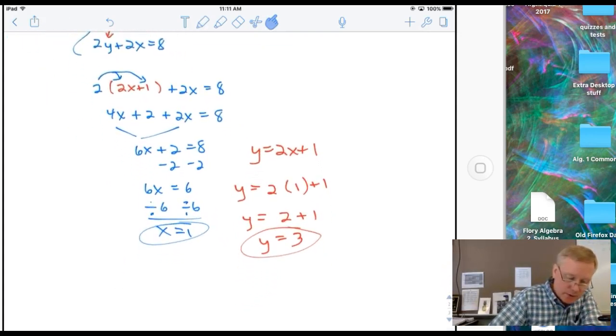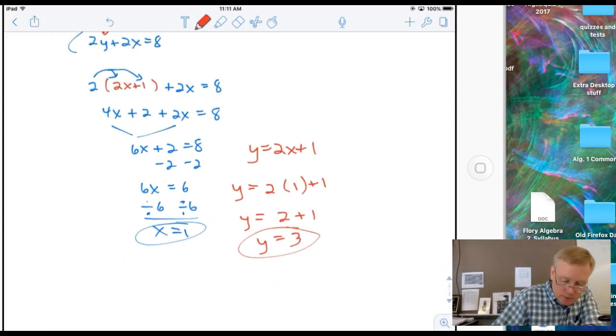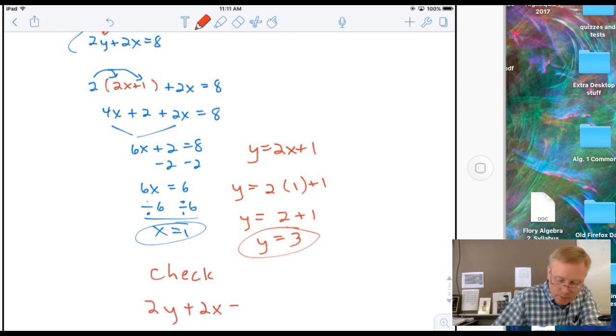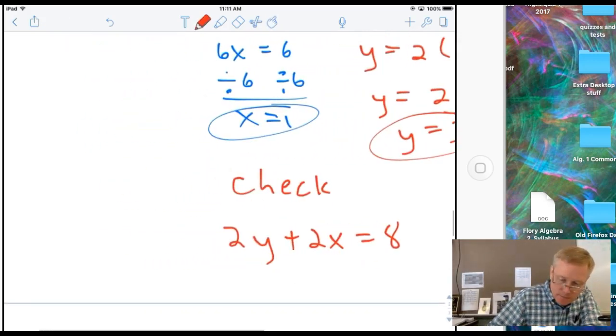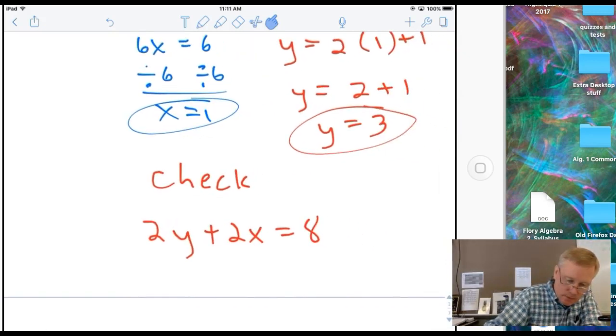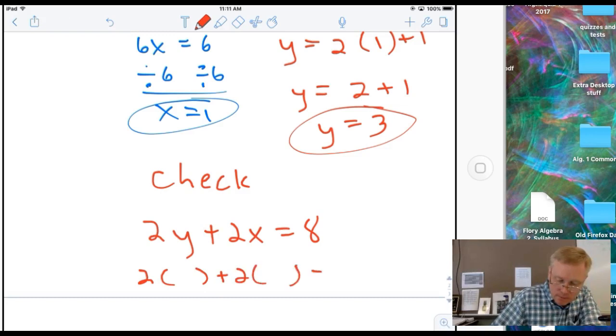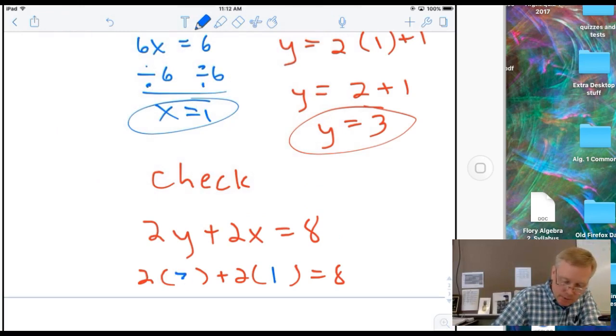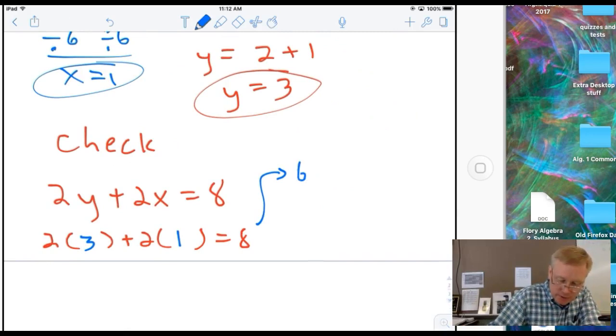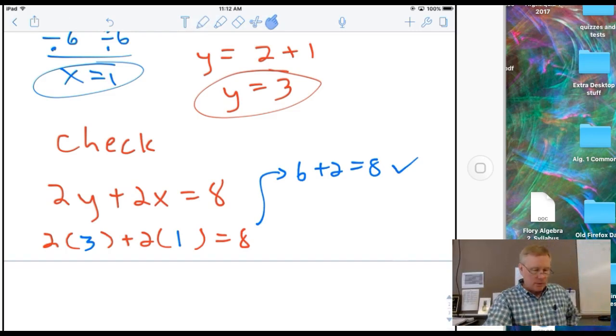I'm going to go check it. I'm going to check in the second equation here, 2y plus 2x equals 8. Plug in my answers. x is 1. y is 3. And see what we get. 2 times 3 is 6. 6 plus 2 is 8. Check. 6 plus 2 is 8. I got the right answers.